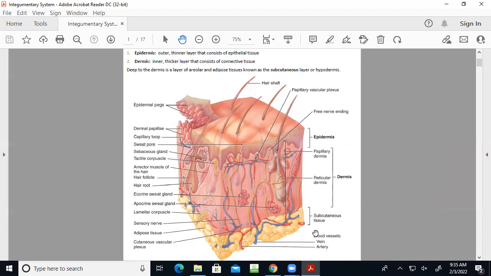Just deep to the skin is a layer that's not technically part of the skin, but as you can see, is connected to it. It's made up of areolar and adipose tissues, which we talked about in our last lecture. We call this the subcutaneous layer or hypodermis. The word cutaneous means skin. The prefix sub is a fancy way of saying deep or below, like a submarine is a vessel that spends most of its time underneath the surface of the water. The prefix hypo is the same situation: hypo means low or below, in this case below the dermis.